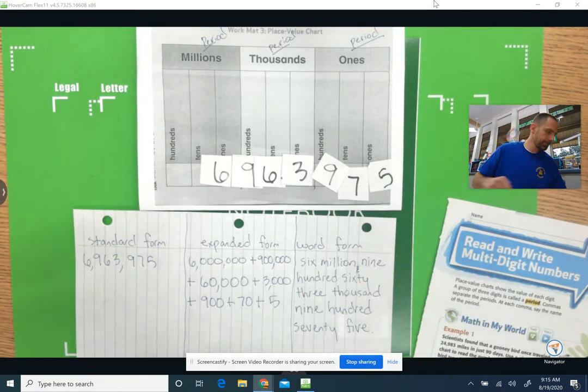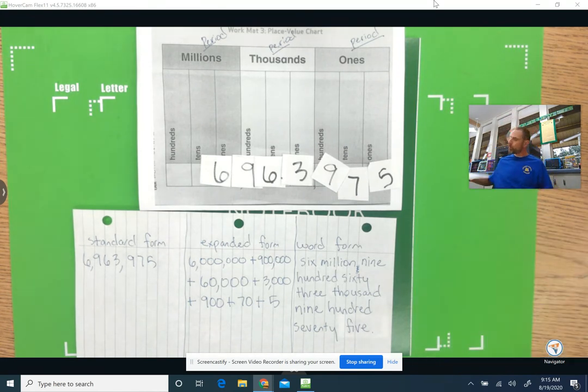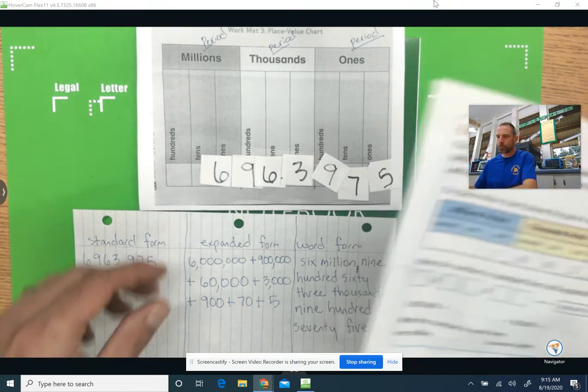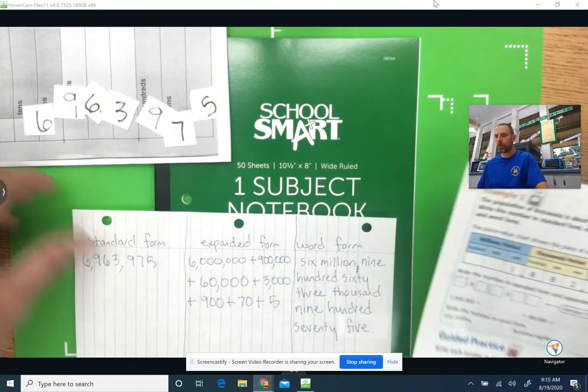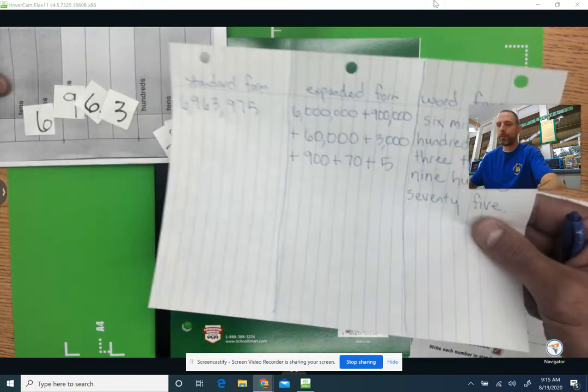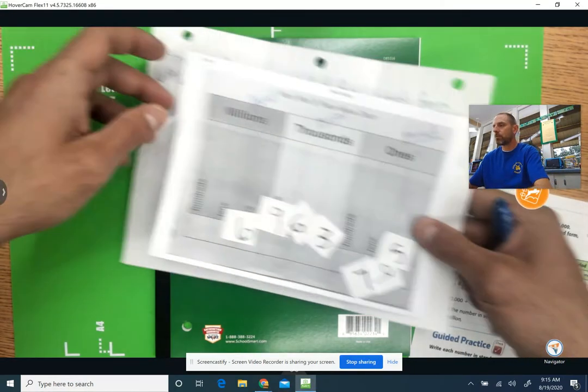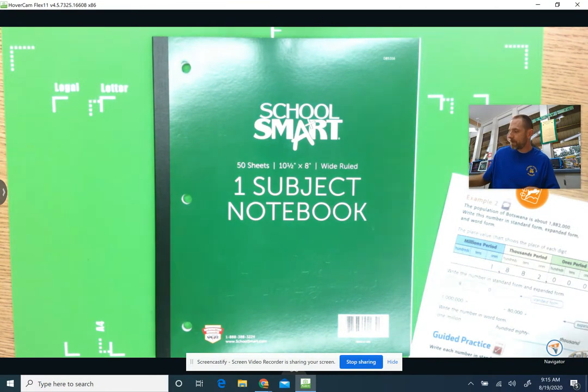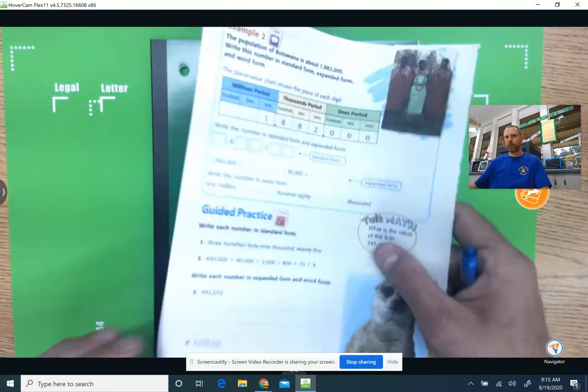All right. Let's take a look at our guided practice here for lesson number 2. You are going to keep these notes handy, because when you come back to school, we're going to be putting those into a binder.